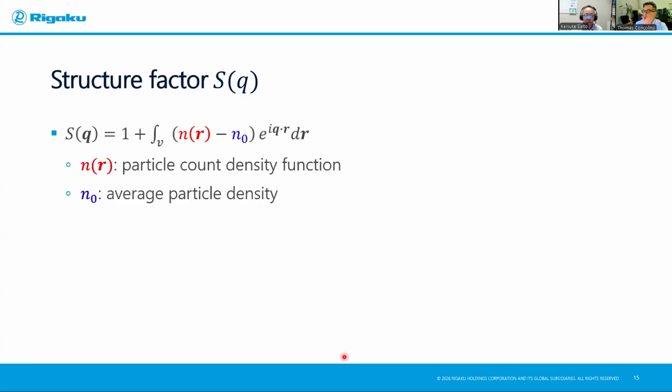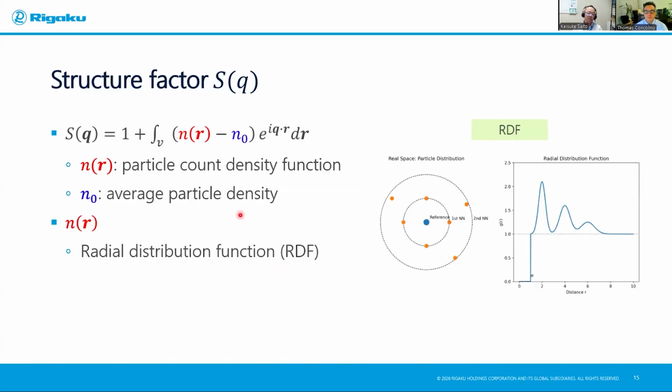What about the structure factor S(Q)? The structure factor S(Q) is a function of n(r), a particle count density function, and rho_0, the average particle density. n(r) is actually the radial distribution function, or RDF, of your sample system. For the radial distribution function, we assume a reference nanoparticle, and it shows how many other nanoparticles are arranged at distance r. This is called the RDF.